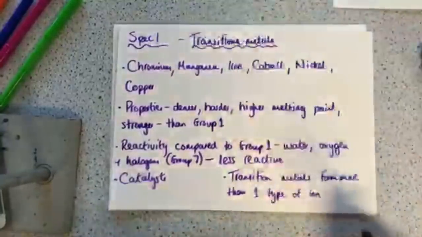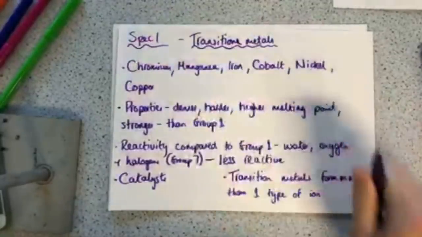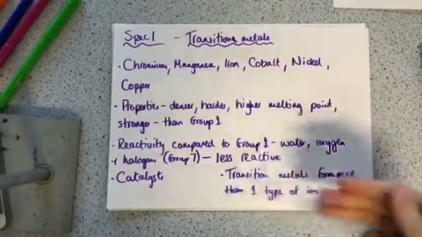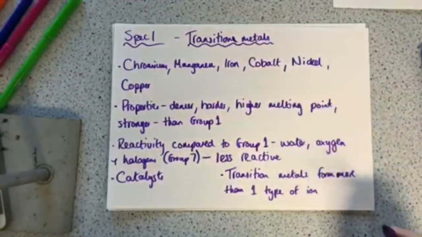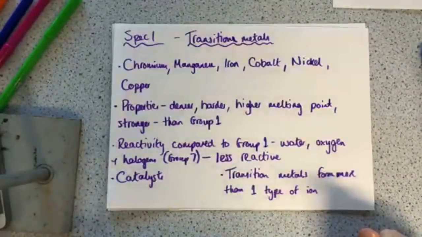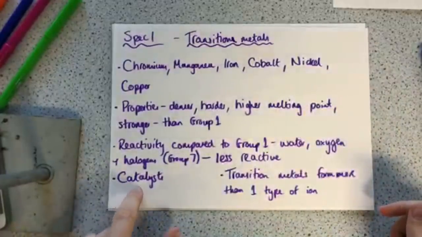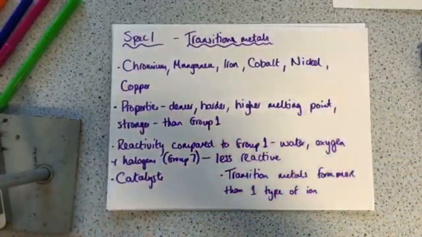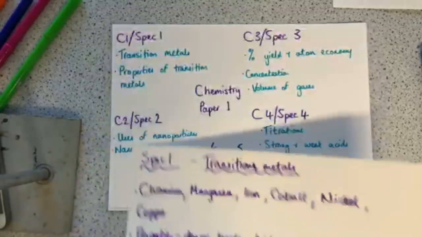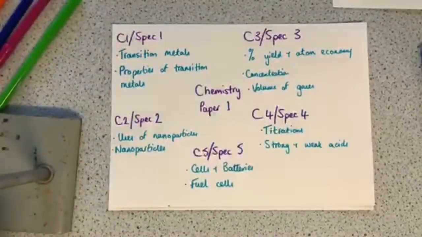So you've got some examples there that you just need to be aware of. You don't need to necessarily learn them, but you need to know they are transition metals. They may be the ones that they put into an exam, so don't let that throw you. Some simple properties: they're denser, harder, higher melting point and stronger than group 1. They're also less reactive than group 1. If you remember your group 1 practicals, I'm sure they chucked lithium, sodium and potassium into water and they will have fizzed, if not set on fire, if not exploded. They can be used as catalysts, and finally they can on occasion form more than one type of ion. So what I'll do now is I'll pass you over to Mr. Clee and he's going to go through spec 2, which is essentially built around nanoparticles.